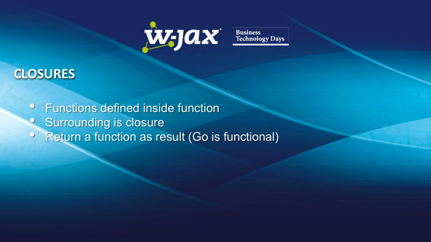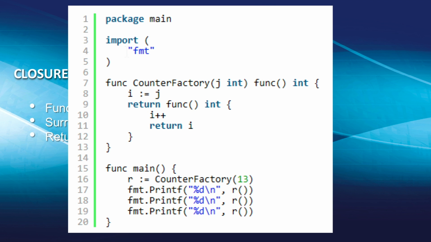And you can return a function as a result. So Go is totally functional. For example, a very simple example: we have a counter factory which has an argument j, an integer. Then we define a local variable i which inherits the type of j, so it's also an int, and its value is 13 in the example when we invoke this counter factory. And then it returns a function that increments i and then returns the value.